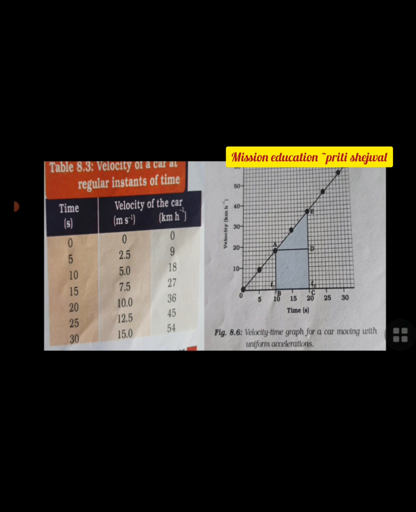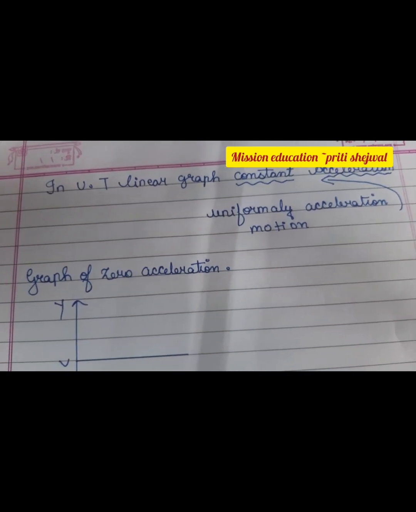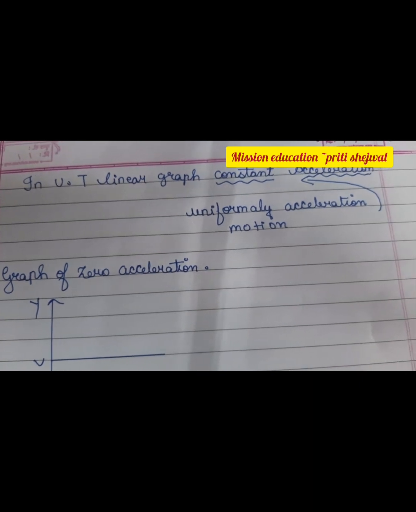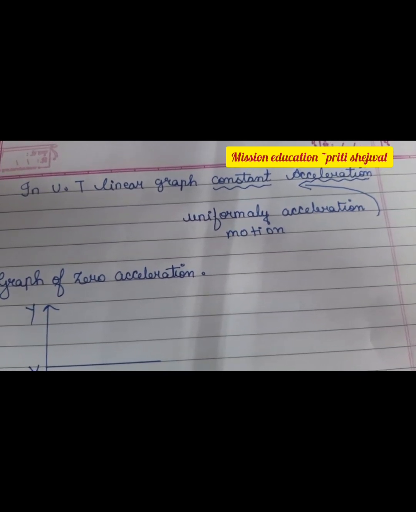When you plot the graph, you can see at 5 seconds velocity is 9. After 5 seconds velocity is 18. After 5 seconds the velocity is 27, and so on. In the VT graph, you will get a straight line. So this is the example of uniformly accelerated motion. In a VT linear graph, there is constant acceleration. Uniformly accelerated motion means constant acceleration.